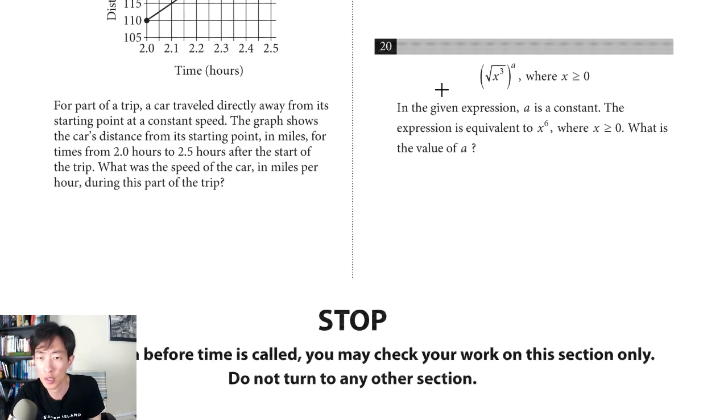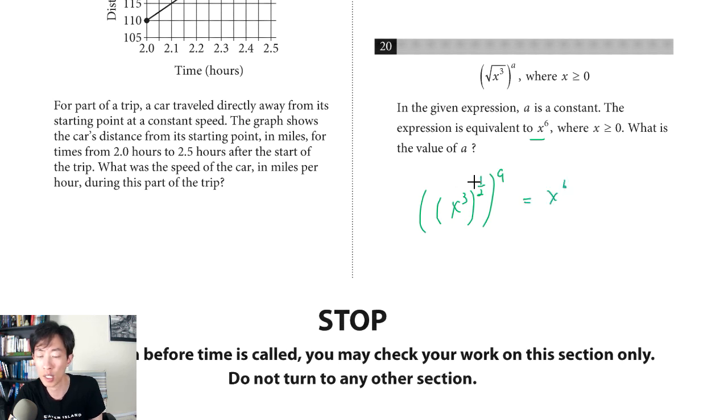Question 20, we got this crazy looking thing where x is greater than or equal to 0. In the given expression, a is a constant. The expression is equivalent to x⁶. What is the value of a? So to make this easier, we want to change all of this to exponents, because then we can use our rules of exponents. So this becomes x to the third. This radical sign, you guys should know, means to the 1/2. And all of that is then raised to the a. And that's going to be equal to x⁶.